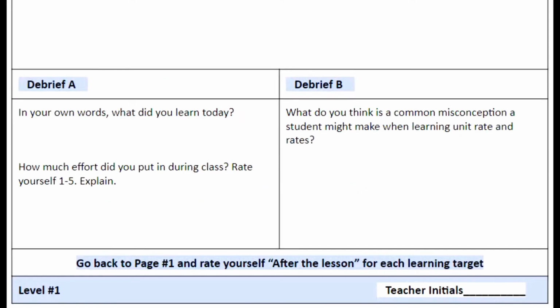To close out today's lesson, we're going to answer 3 debrief questions. Number 1, in your own words, what did you learn today? Sometimes it's helpful to go back and look at our notes or look at previous problems you've completed. How much effort did you put in during class? Rate yourself 1 through 5. 1 is the lowest, 5 is the highest. And then what do you think is a common misconception or a common error that a student might make when learning unit rate and rates?